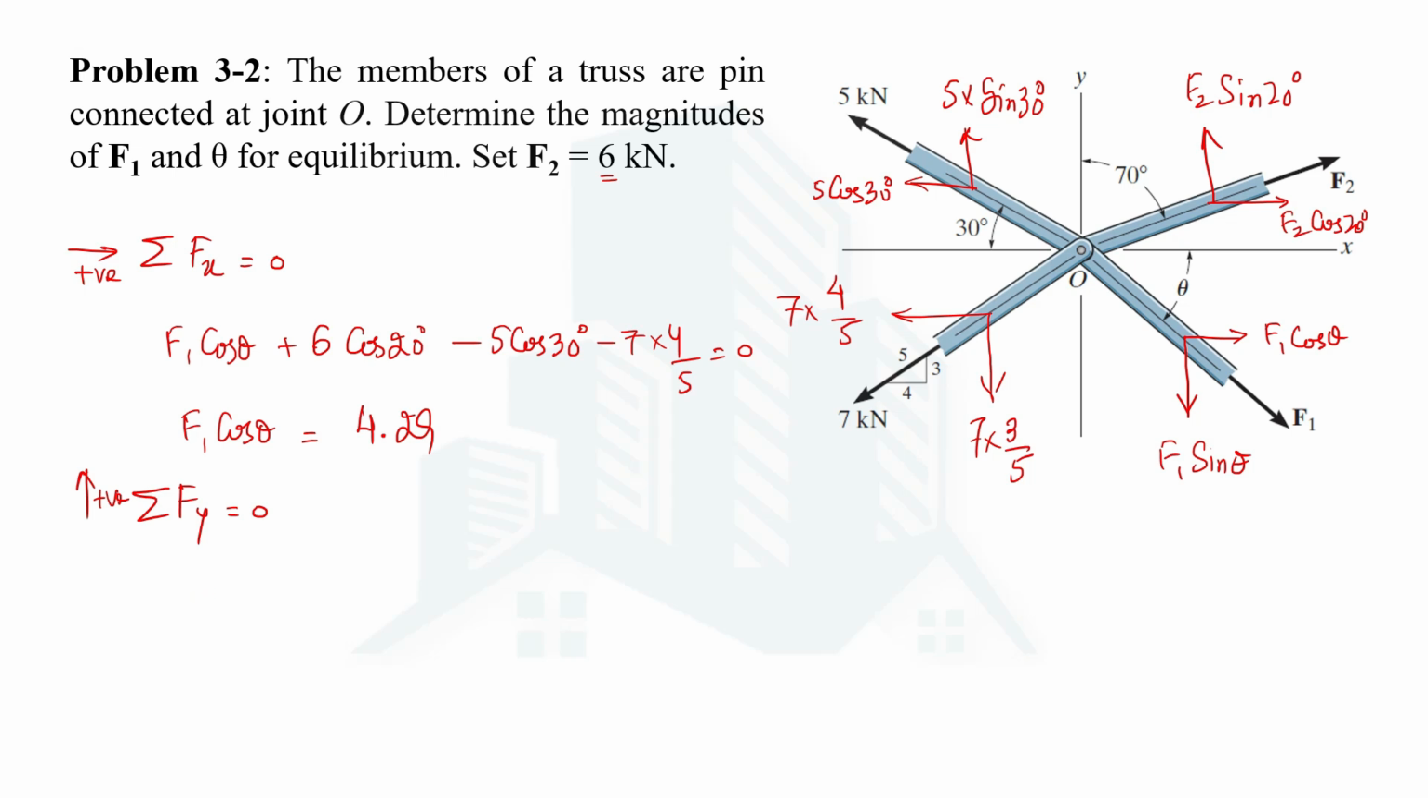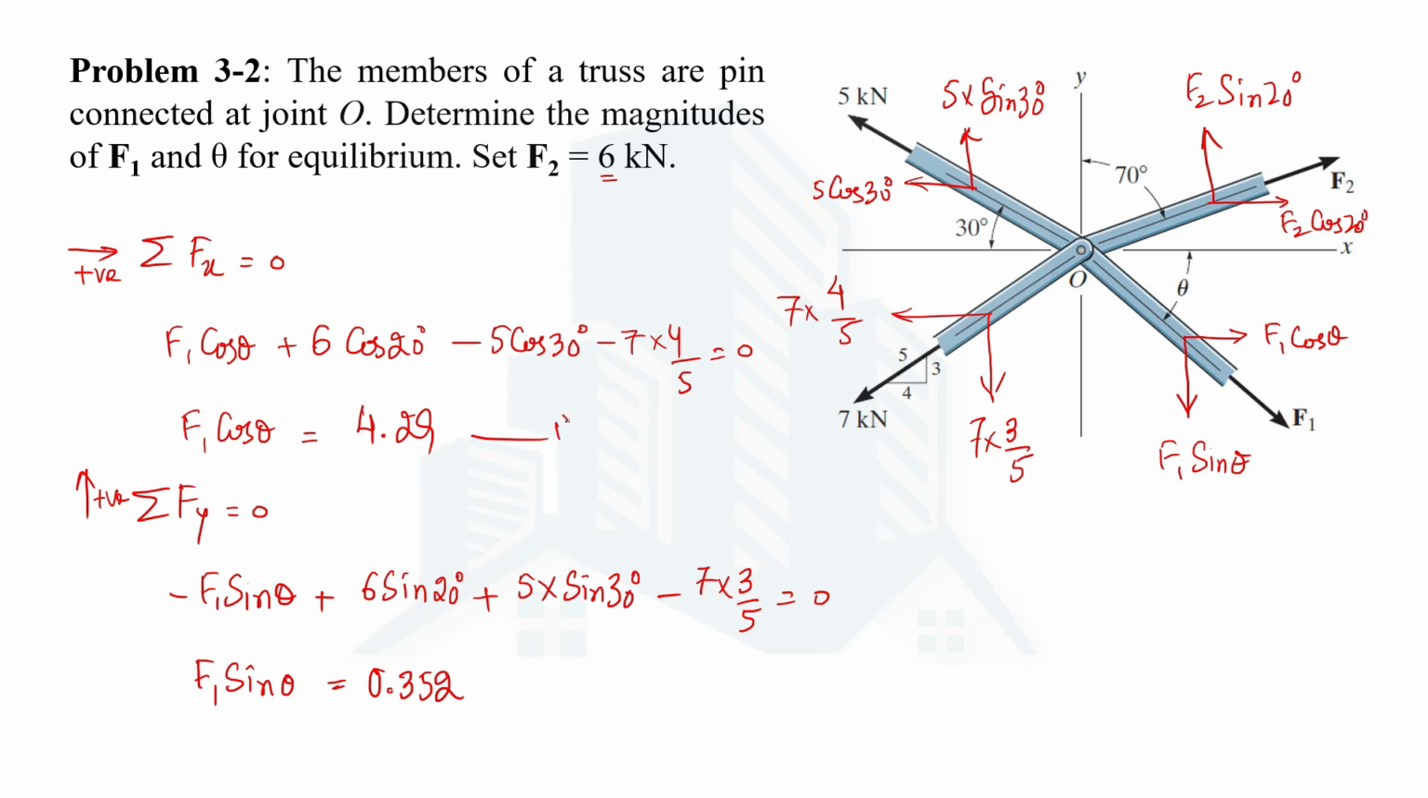So F1 sine theta should be negative since it's directed downward, but F2 sine 20 should be positive because it is directed upward. F2 is 6 sine 20 degrees. 5 sine 30 should also be positive since it's upward, and the y component of 7 should be negative since it's downward. So these three values can be solved further. On solving, these values will result positive 0.352, and since this is negative, if we shift on the other side it will become positive, so F1 sine theta should be equal to positive 0.352.